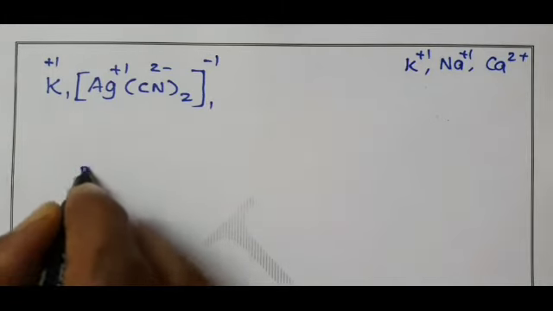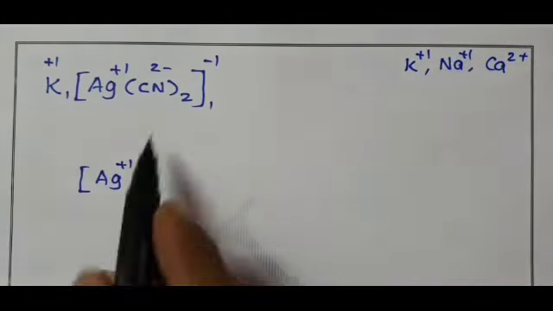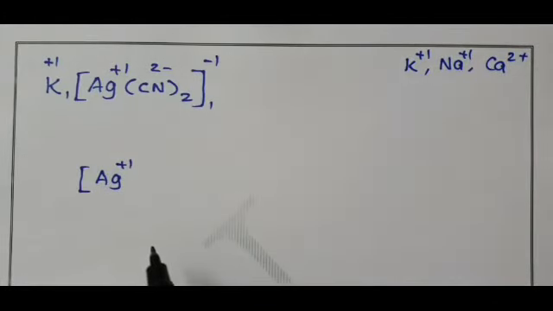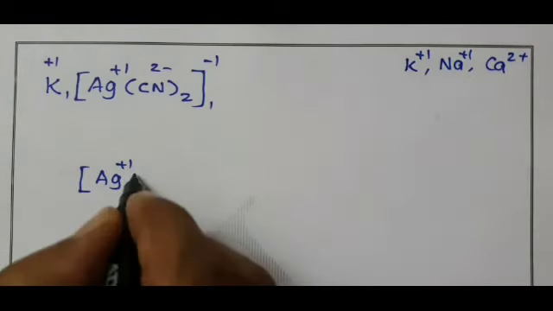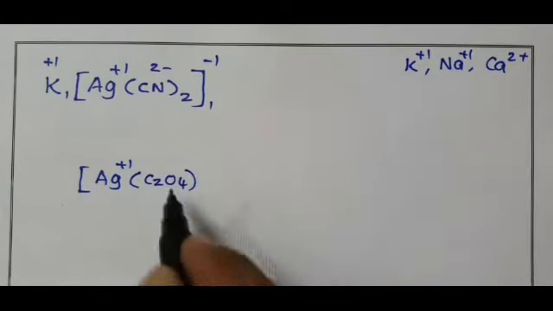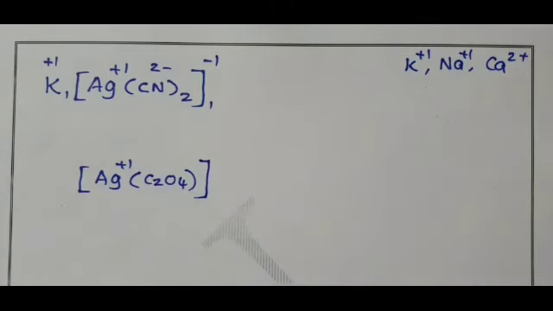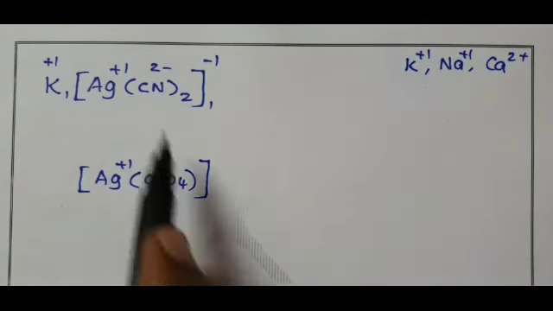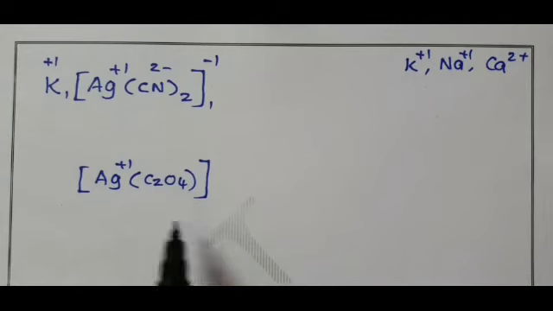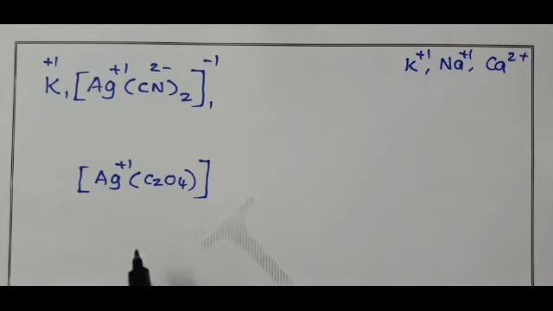Now start with the same Ag+, coordination number 2. So here we can use oxalato, C2O4. One oxalato forms 2 bonds with Ag+. Because C2O4 is a bidentate ligand, CN is a monodentate ligand, therefore 2 ligands we have added. C2O4 is a bidentate ligand. One ligand forms how many bonds? 2 bonds with the central metal ion.